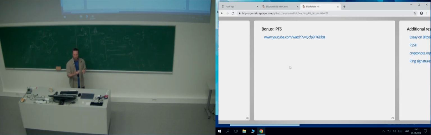So it's addressable by content. And it has some nice properties. For example, if you have a very large file and your neighbor already has this file, and you say, I need this file, you will get it from the neighbor, right?